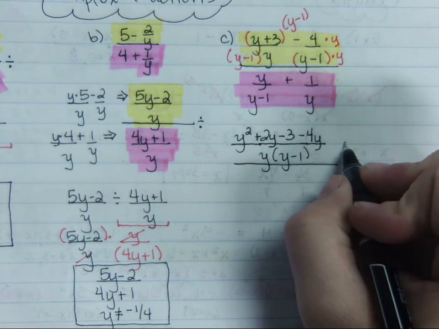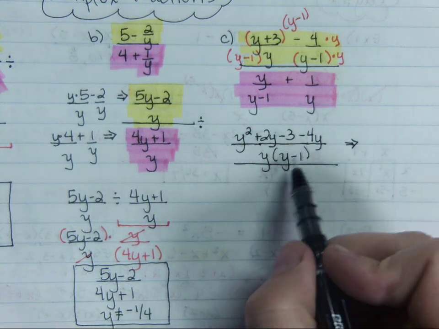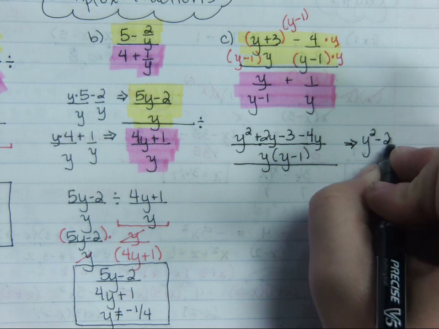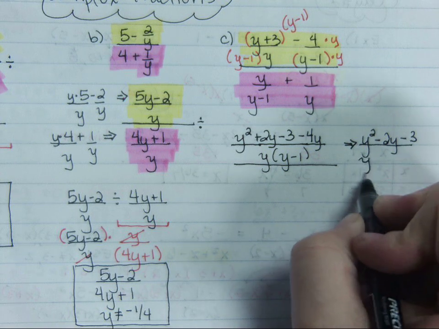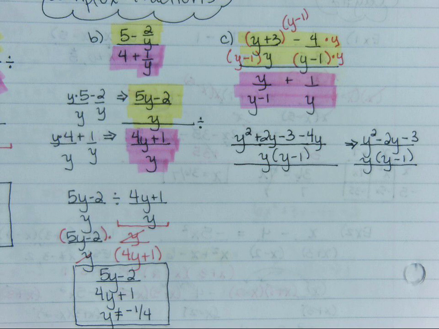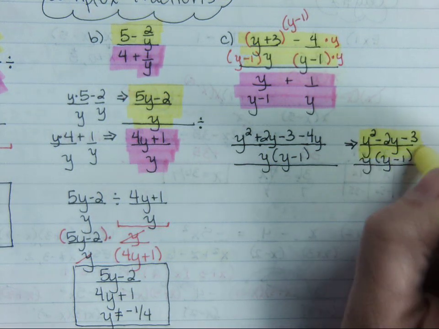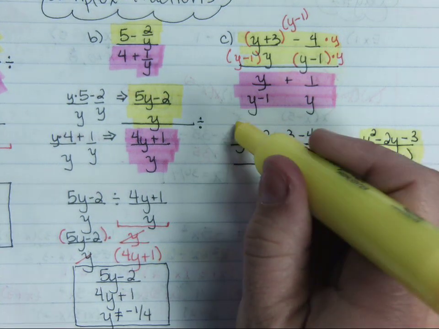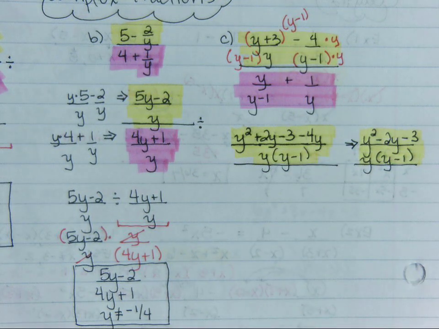And so I'm going to put my simplified fraction over here off to the side because that's not completely simplified. That's the same as y squared minus 2y minus 3 over that y times y minus 1. And again, that's all my simplified numerator. I'm working with just the numerator. Okay. So now I'm going to do the same technique and focus just on the denominator.